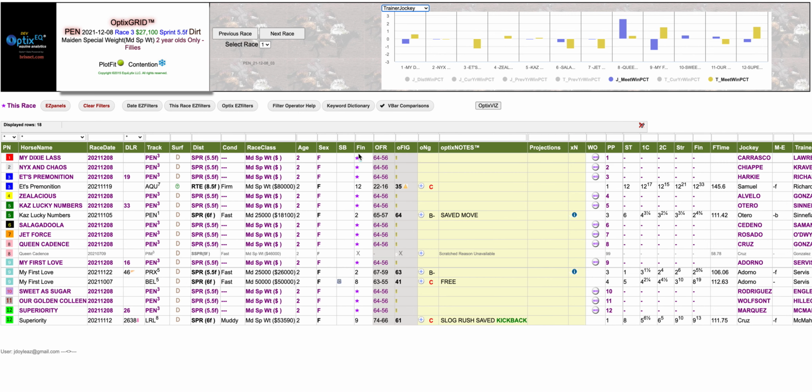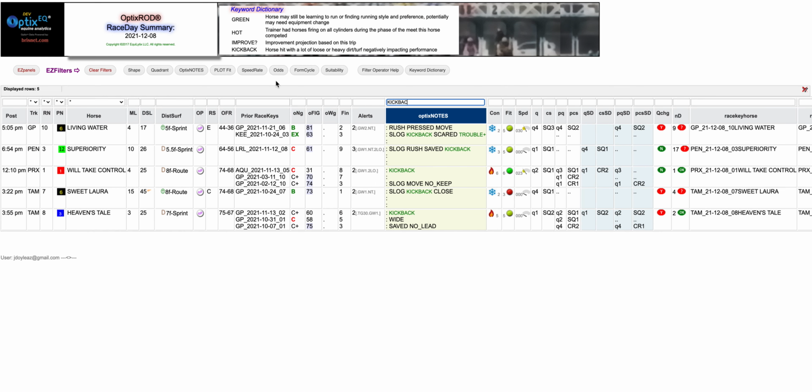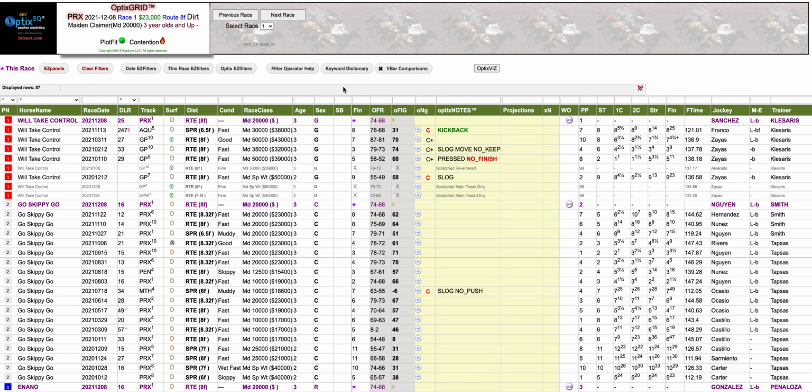I think this horse has got a big chance. And again, all started with the kickback. Going to go back to our list. Going to look at number one in Parx Race 1, Will Take Control. And let's take a look at this one.